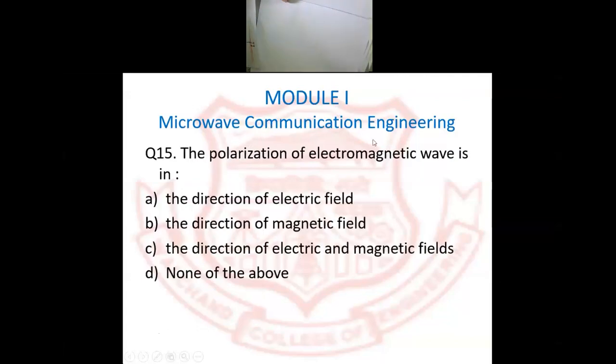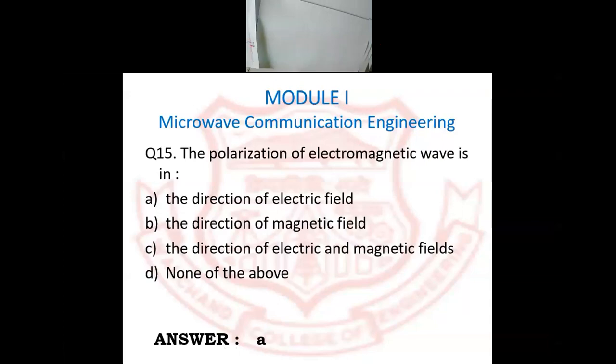Next question. The polarization of the electromagnetic wave is in the what? The direction of electric field, direction of magnetic field, direction of electric and magnetic field, or none of the above. Write down your answer there. Polarization. Okay, earlier I told you that. Okay, the polarization of electromagnetic wave. People have written answer C.